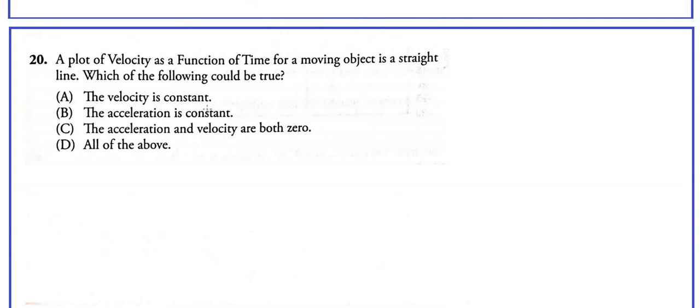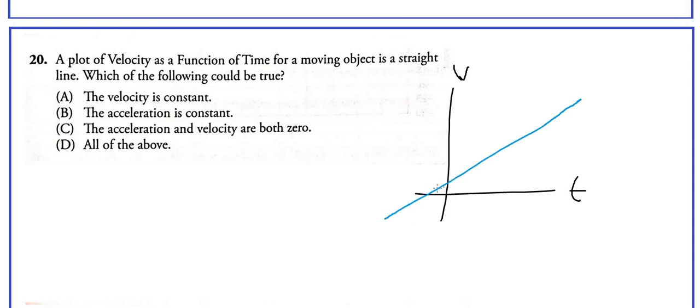Question number 20. The plot of velocity as a function of time for a moving object is a straight line. Which of the following could be true? So velocity over time is acceleration. We have solved it in the question above. So the slope will be the acceleration.